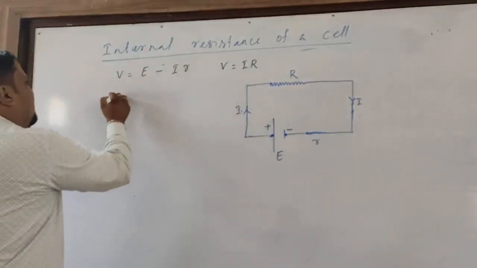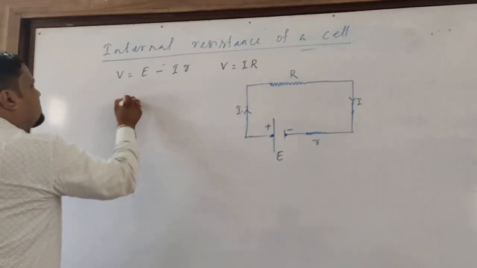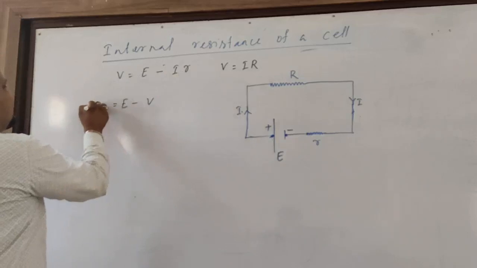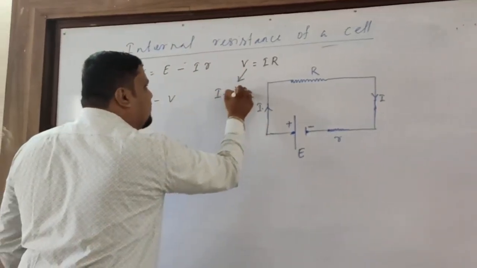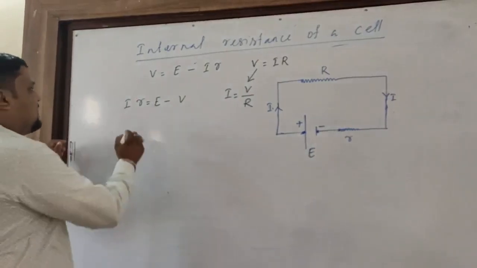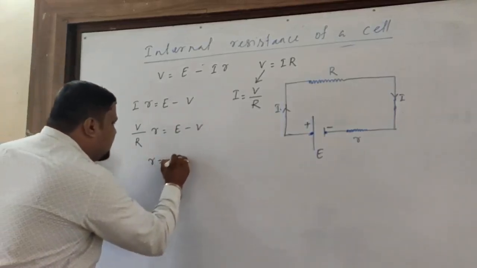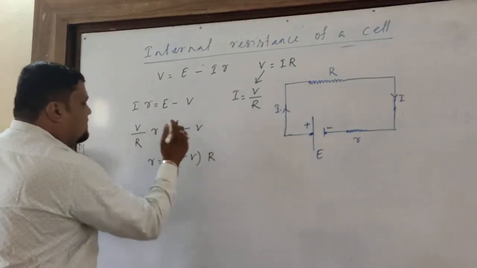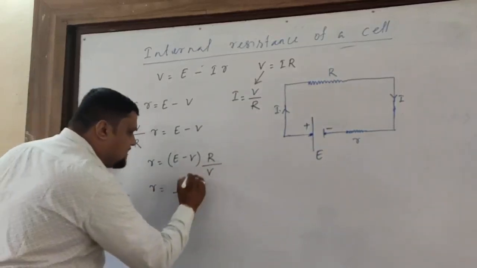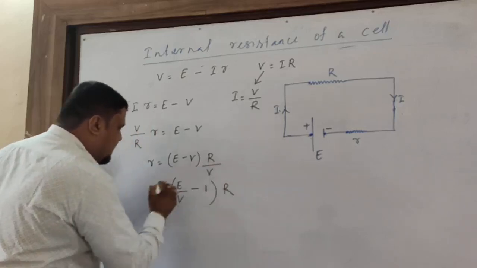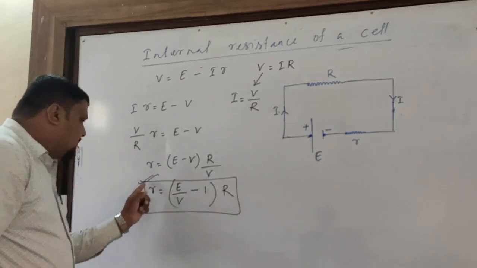Now from this expression, if I write E minus V, then E minus V is equal to I into R. So what is this I? From here I can say I is equal to V by R. So if I put I is equal to V by R into r, then E minus V is equal to V by R into r. So r is equal to E minus V into R by V, or r is equal to E by V minus V by V, that is, E by V minus 1, into R. That is my internal resistance.